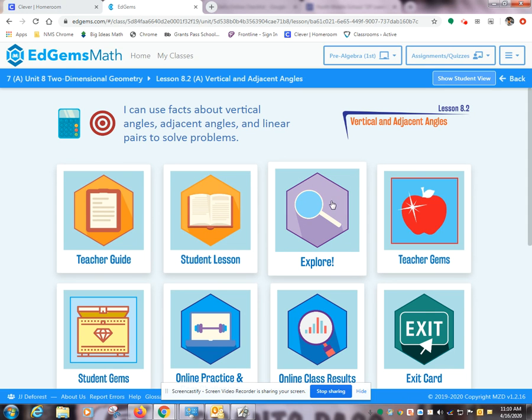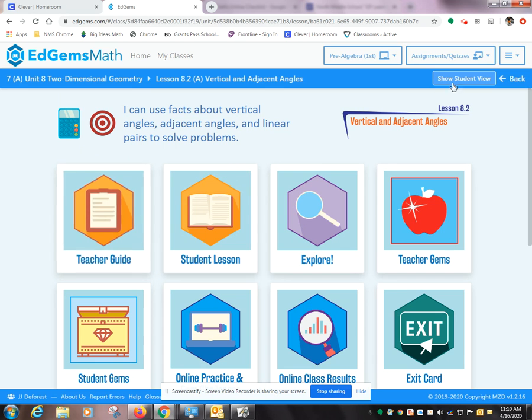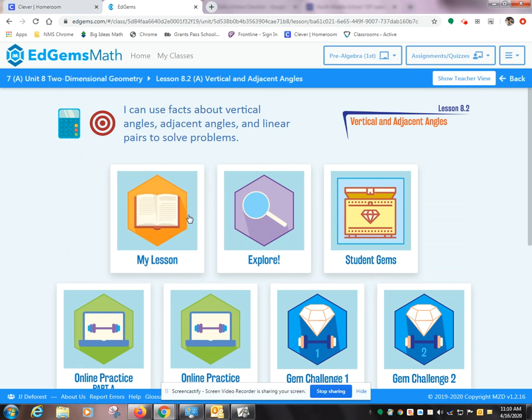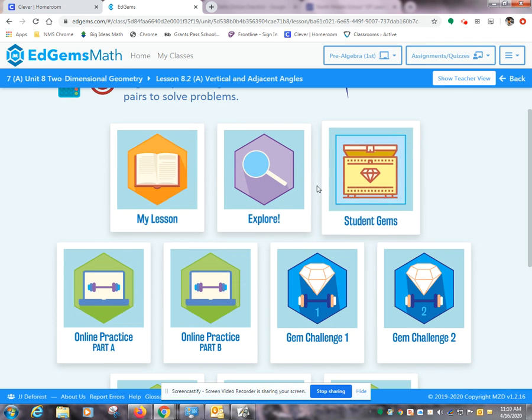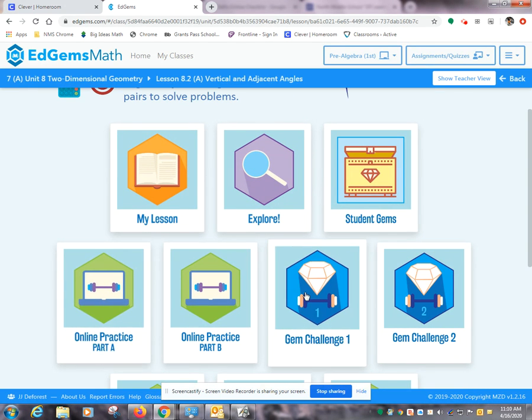So hopefully you have done some reading on 8.2. I can use facts about vertical angles, adjacent angles, and linear pairs to solve problems. Obviously, you hopefully took advantage of some of those tools, your lesson, your explore, your student gems, and got some practice in before you do any online practice A or those gem challenges.